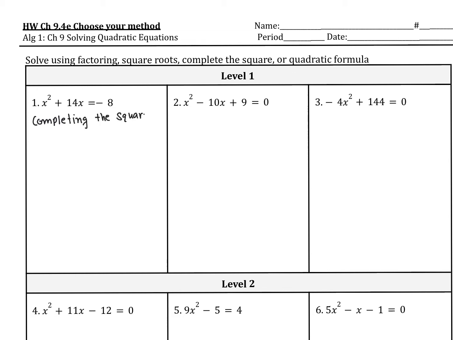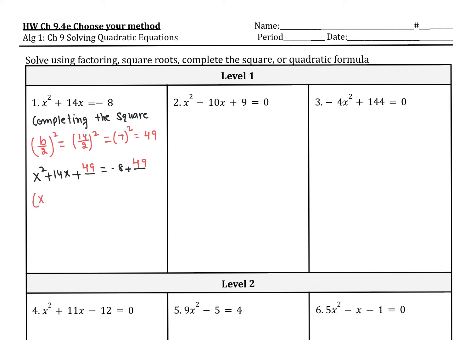For completing the square, I'm going to do b over 2 squared, and that's 14 over 2 squared, 7 squared, that is 49. You're going to add 49 on both sides. So my original equation, and you're going to add 49 on both sides.